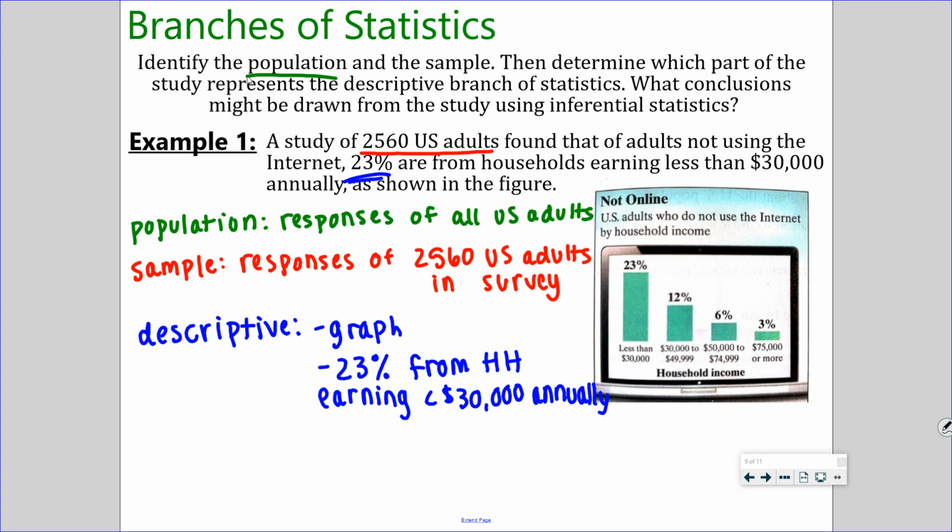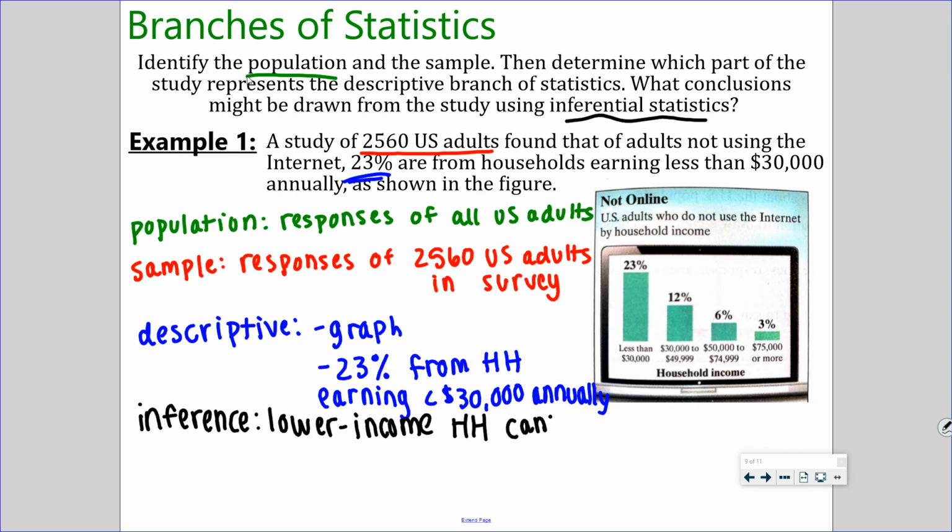So a possible conclusion or inference we can draw here from the data. This is just another branch of statistics, making these inferences based on the data, based on the numbers, is that lower, and we don't know if this is necessarily true. We were making this assumption for the whole population from the ones we surveyed, from the sample we surveyed. Lower income households cannot, and there's more than one possible answer, cannot afford access to the internet. That could be one reason why this data might be showing these numbers. You could have also said, higher income households can't afford access to the internet. Okay, so there's a good reference of the difference between descriptive and inferential statistics.